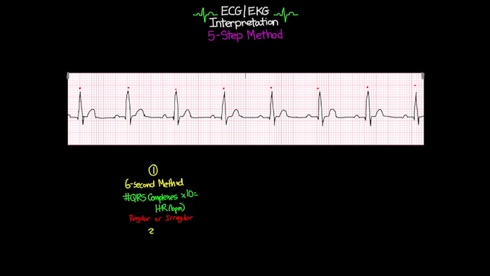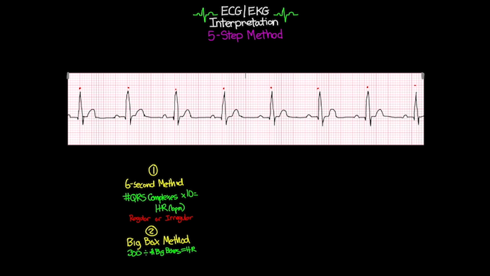Now the next method that we're going to cover here is what we call the big box method. For the big box method, what we're going to do is count the number of big boxes in between our R waves. And then from there, we're going to take that number and divide it into 300, and this is going to give us our patient's heart rate. So like I said, essentially we're going to take 300 and divide that by the number of big boxes. And again, that's going to equal our heart rate.